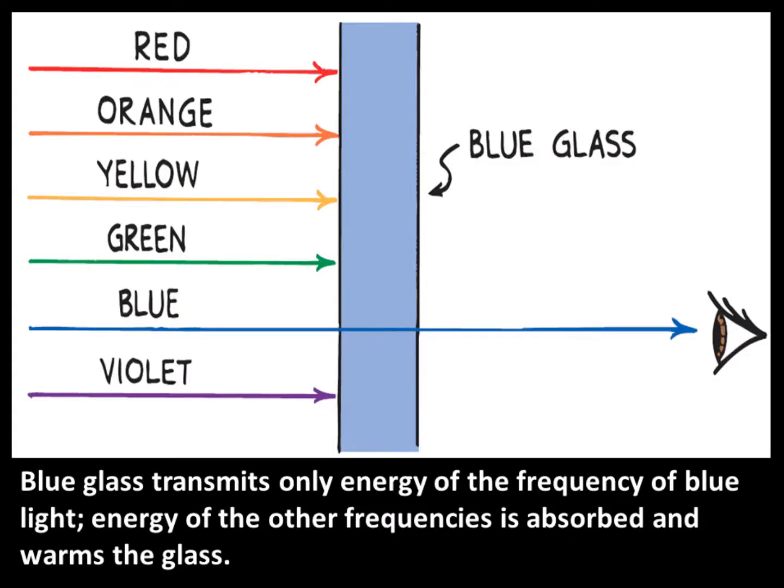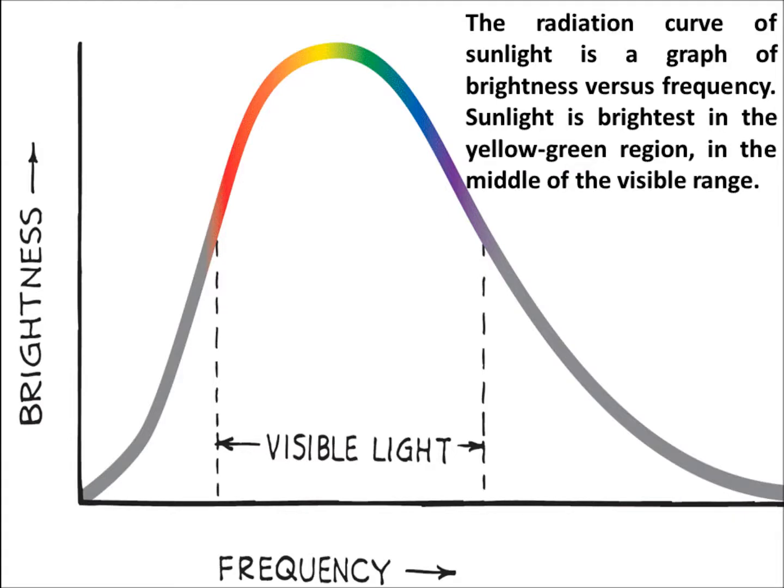Blue glass transmits all energy of the frequency of blue light. Energy of the other frequencies is absorbed and warms the glass. So I'll have white light shining on a blue glass. Well, Roy G. Biv, the other colors, will be absorbed by the glass. The glass will get warmer. But the blue glass is blue because only blue light passes through the glass.